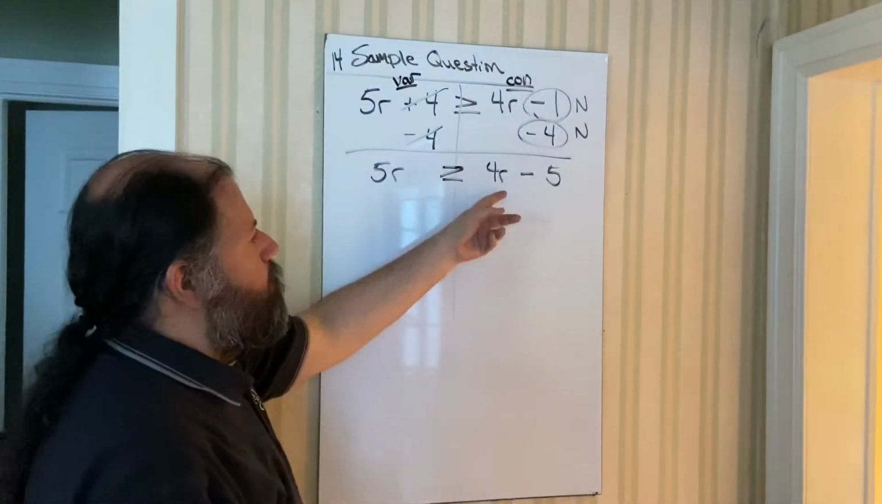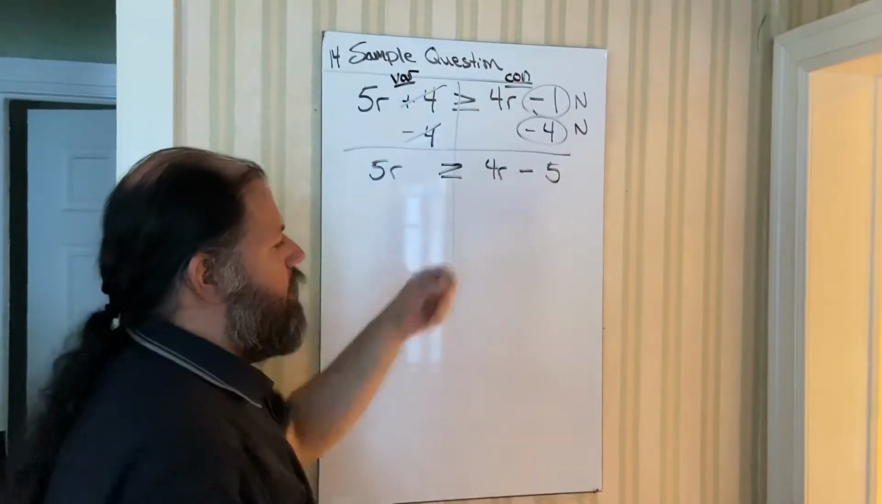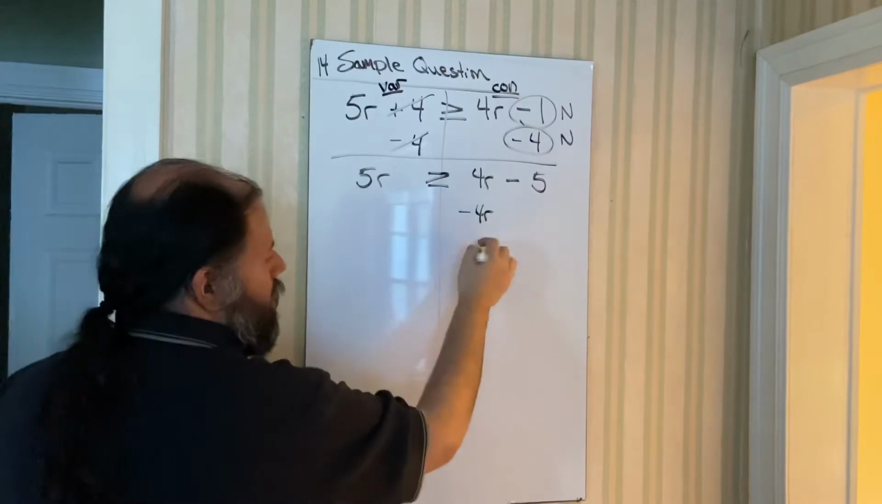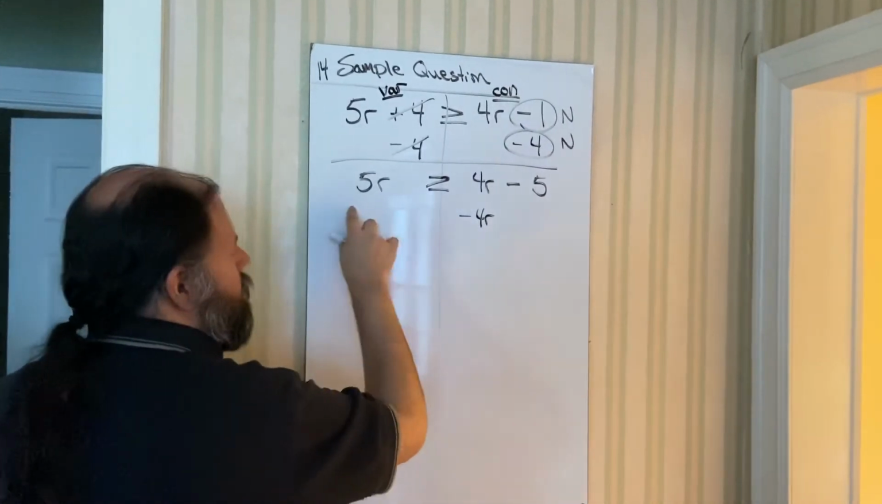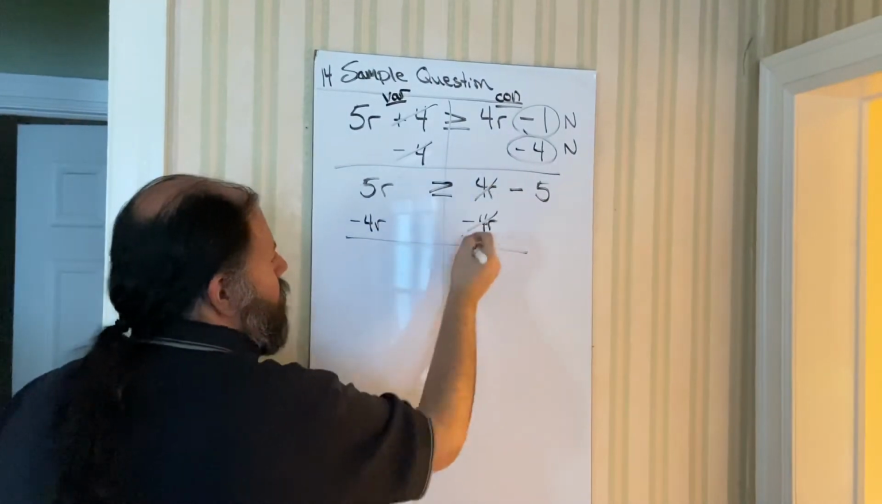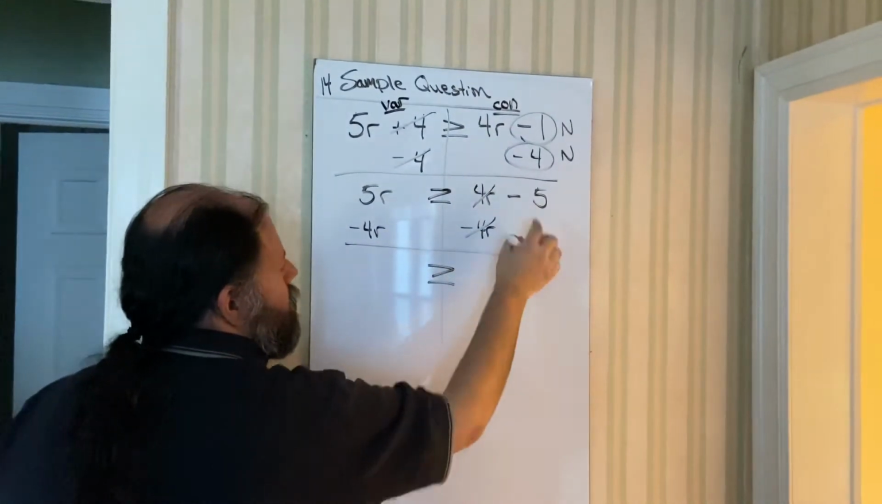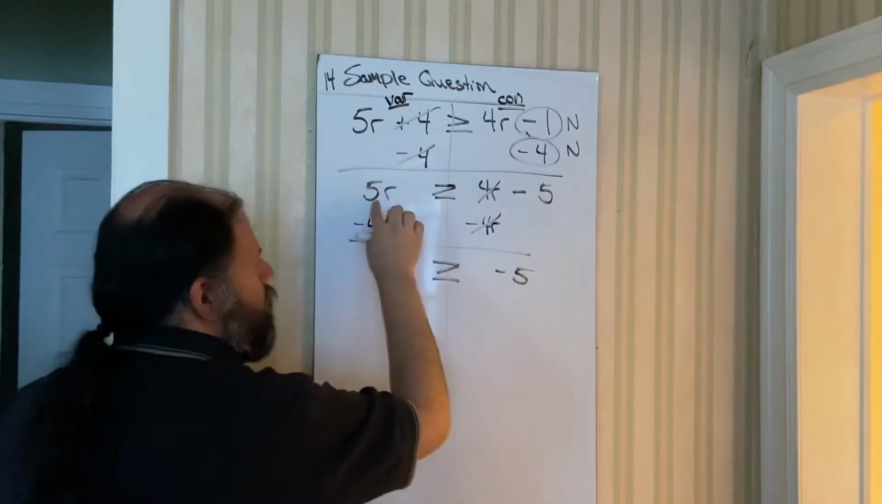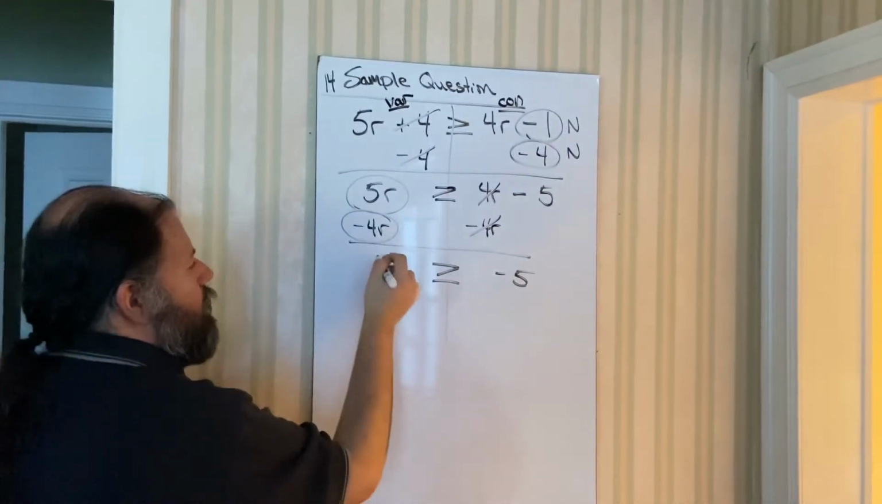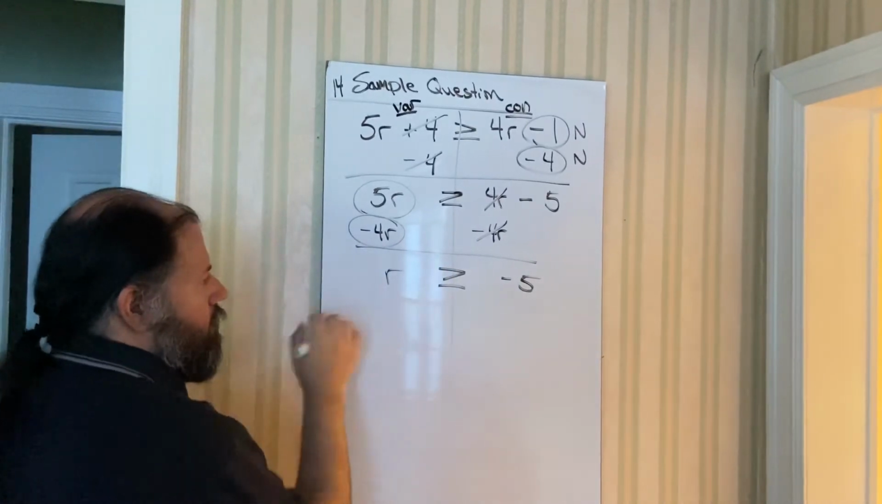This 4r, definitely not a constant. It has a variable. So the opposite of a positive 4r would be a negative 4r. So if I do a negative 4r here, you want to do a negative 4r over here. These cancel out. This will give you a -5. 5r, -4r, you know a positive and a negative. You're going to get 1r, or just r.